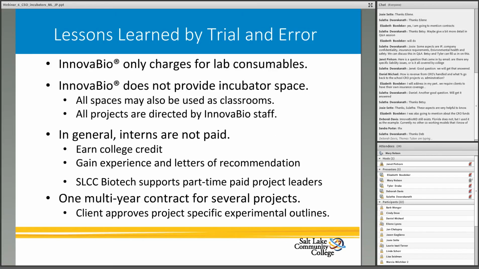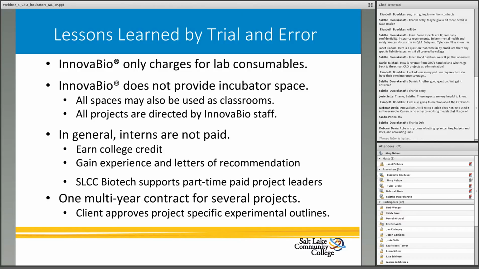So we had a few lessons that we've learned by trial and error. We only charge for lab consumables. We don't charge for labor. And InnovaBio doesn't provide incubator space. All lab spaces may be used as classrooms in the evenings. And all projects are directed by InnovaBio staff. That prevents our students from getting too much pressure.